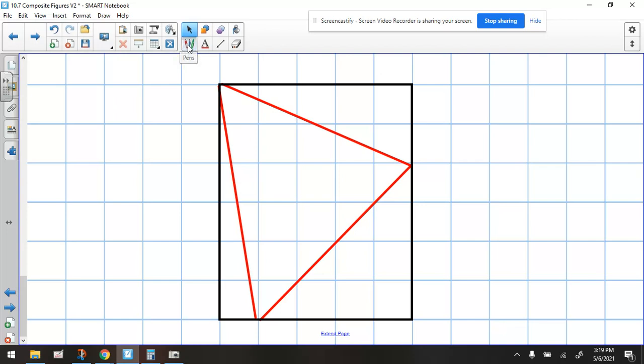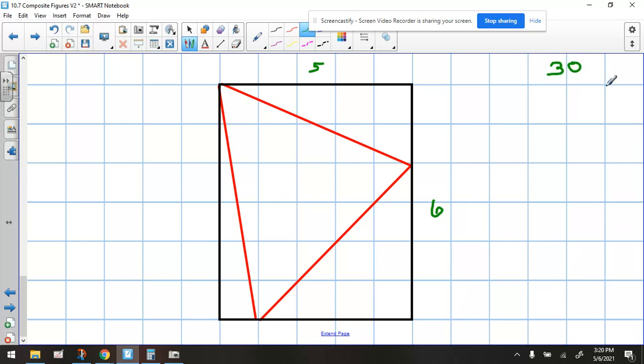So let's count how many units we have going this way. It's 1, 2, 3, 4, 5 going that way. I'll just put a 5 here so we keep track. And going this way, it's 1, 2, 3, 4, 5, 6. All right, and if we do 5 times 6 to get the area of the rectangle, then we're talking about 30 square units. So I'm going to put that number over here so that we have it.